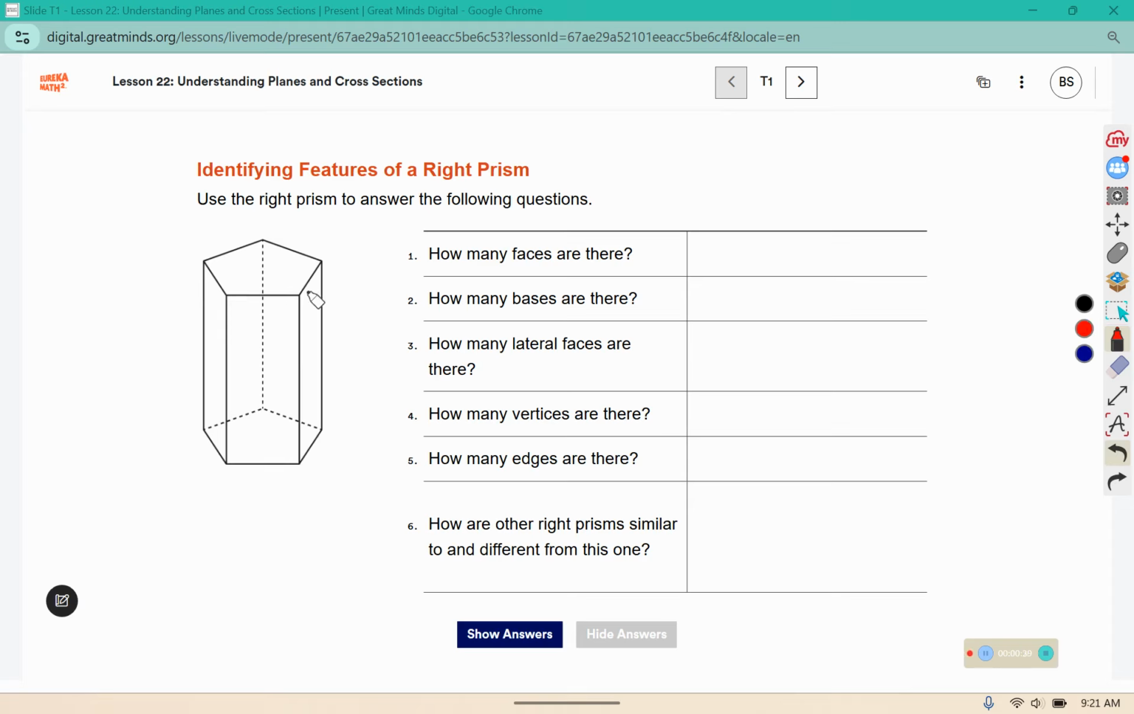How many edges? Edges would be all of these line segments where they connect. How many edges are there? And how are other right prisms similar to and different from this one? Well, all right prisms have bases connected by rectangles, but not all of them have pentagon bases.